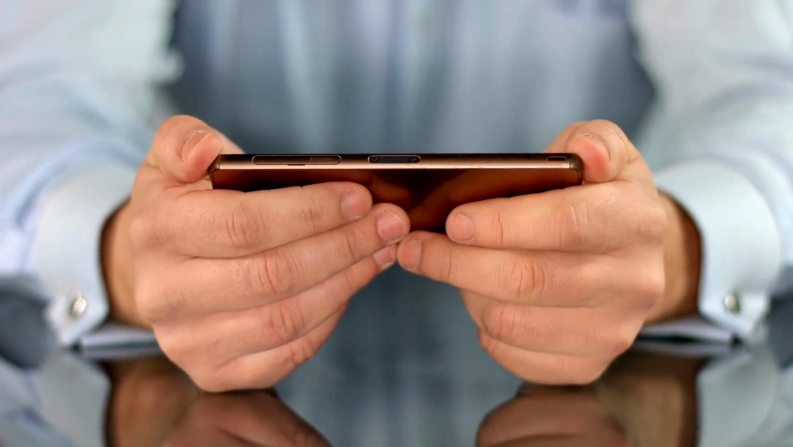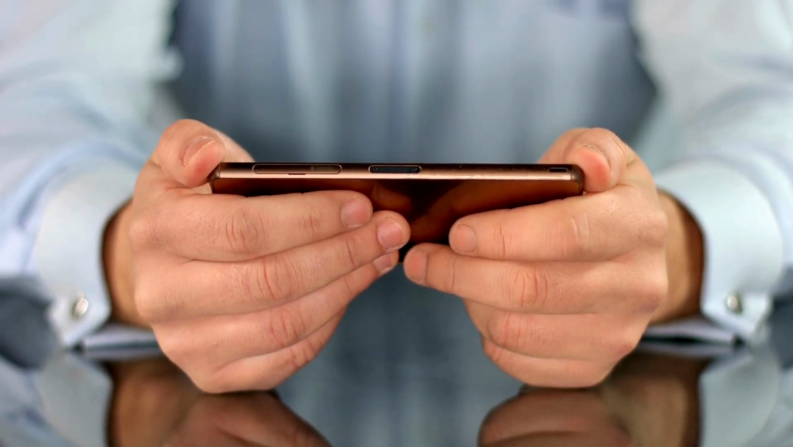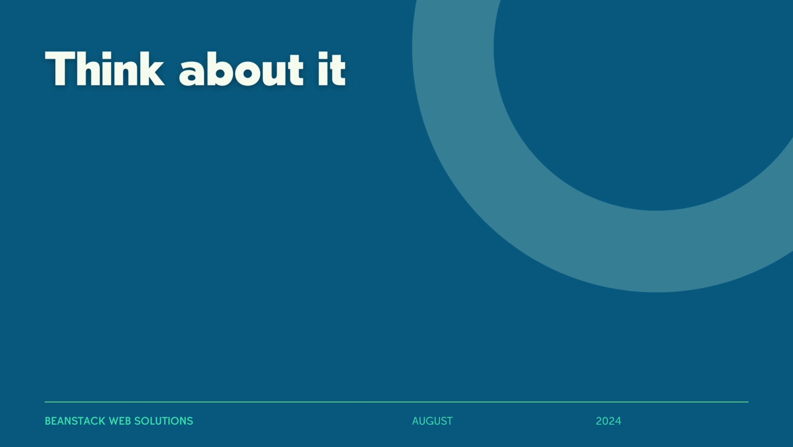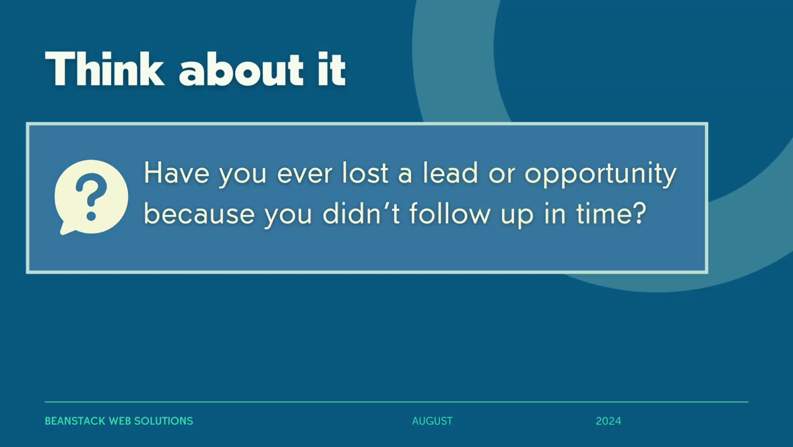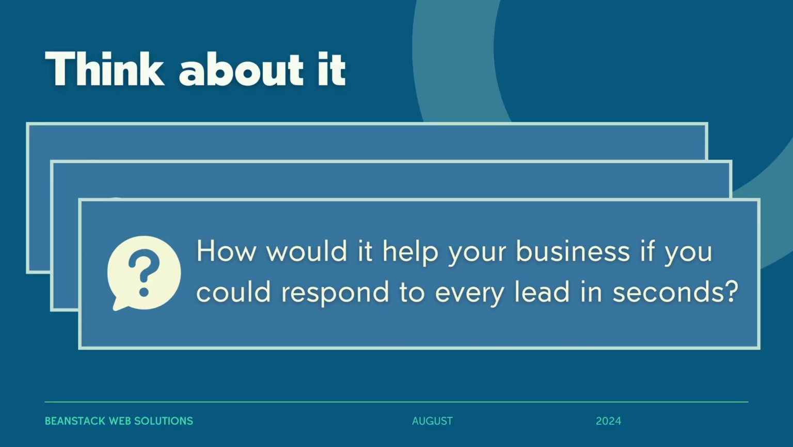These are some of the painful things that can happen, and they could make you feel overwhelmed and inefficient. So, some things to think about. Have you ever lost a lead because you didn't follow up in time? How do you currently manage and track your leads? Is it manual or is it automated? And what would it mean for your business if you could respond to every lead within seconds?